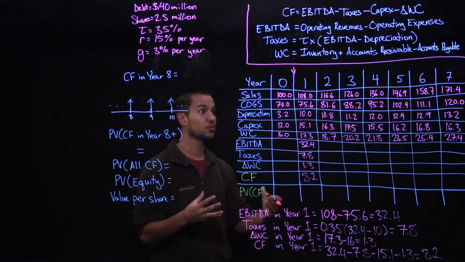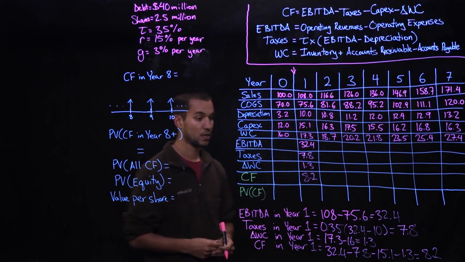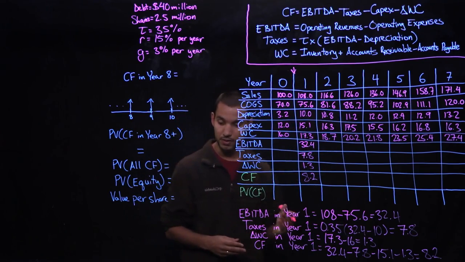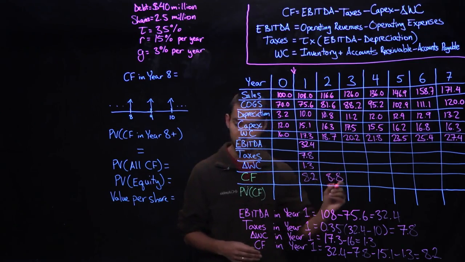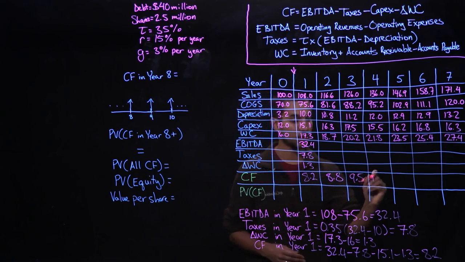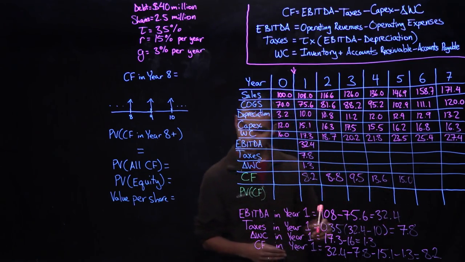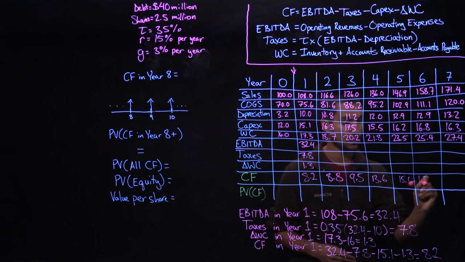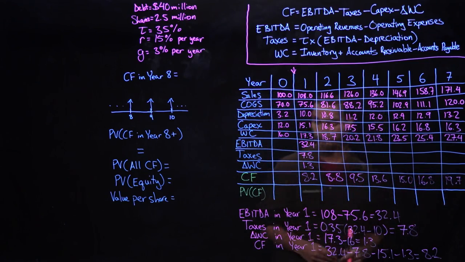That's what we're forecasting for our cash flow in year one. And so we can go through the same process for each of the first 7 years. And when we do that, we get 8.2, 8.8, 9.5, 13.6, 15.0, 16.8, and 19.7.